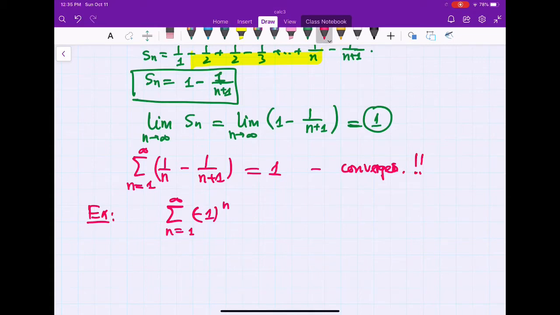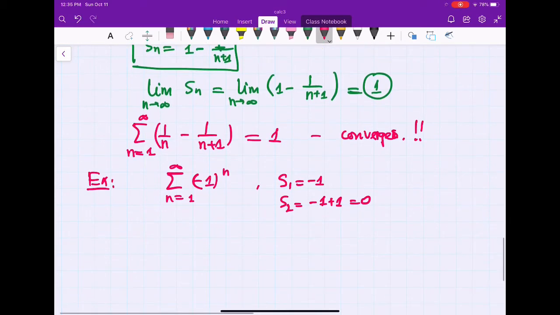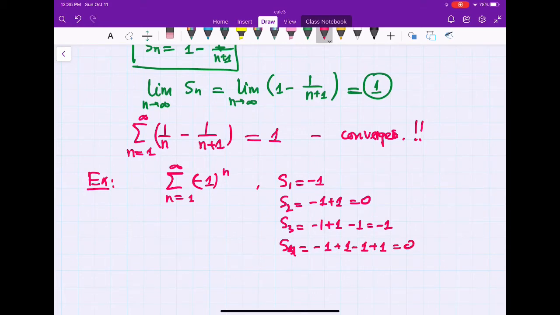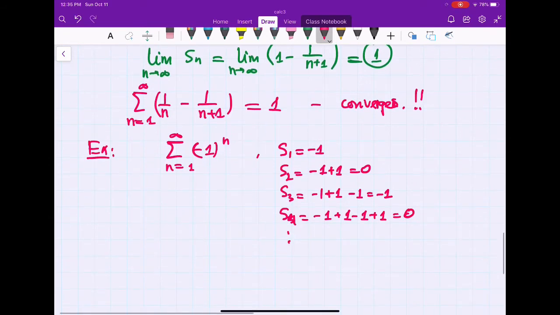So if you write this down, what is S1? S1 is -1. S2 is -1 plus 1, which is 0. S3 is -1 plus 1 and then minus 1, which is -1. S4 is, again, you might guess, just 0. So basically, Sn is (-1)^1 plus (-1)^2 plus so on plus (-1)^n.